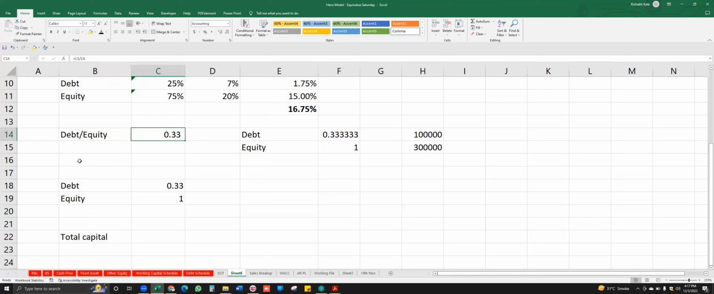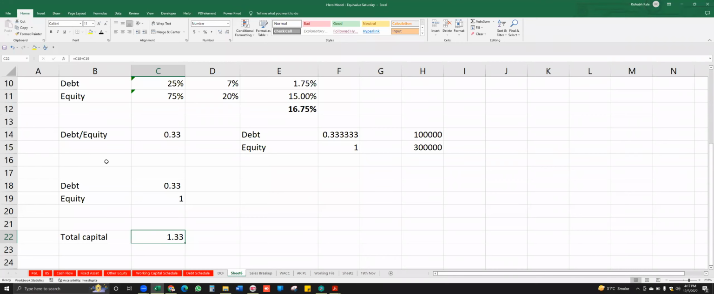Debt to equity is 1 means what? It is always debt by equity. So when I say your debt is 0.33 and equity is 1, your total capital is, can I say total capital is 1.3333? Can I say this?